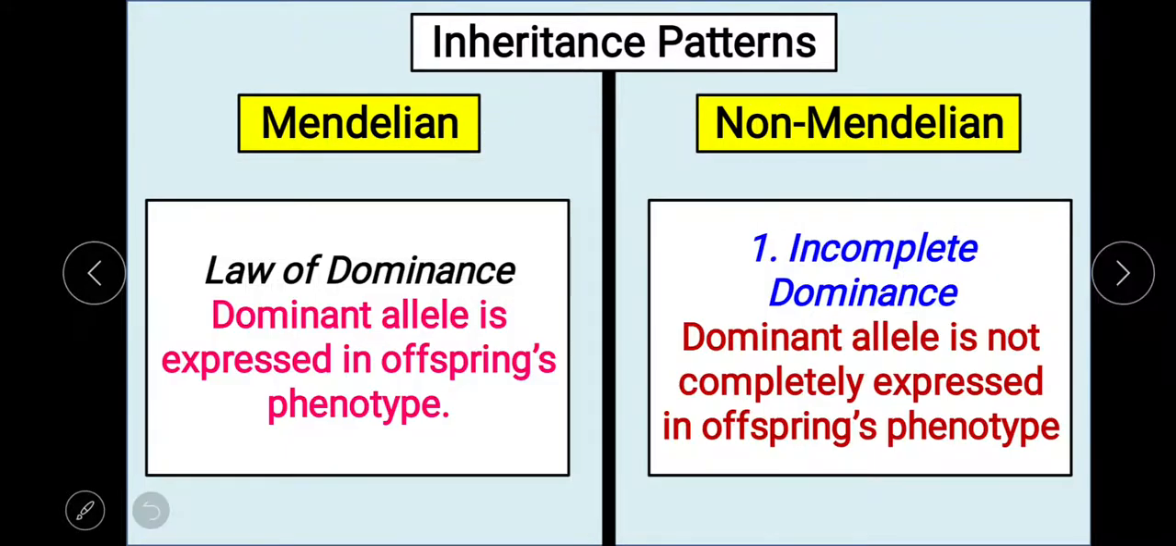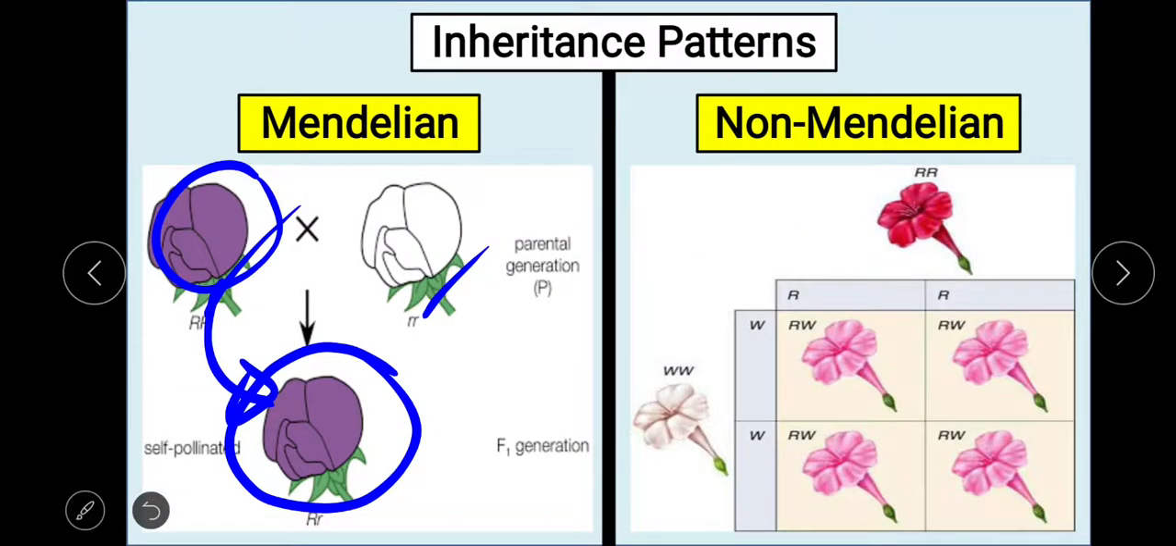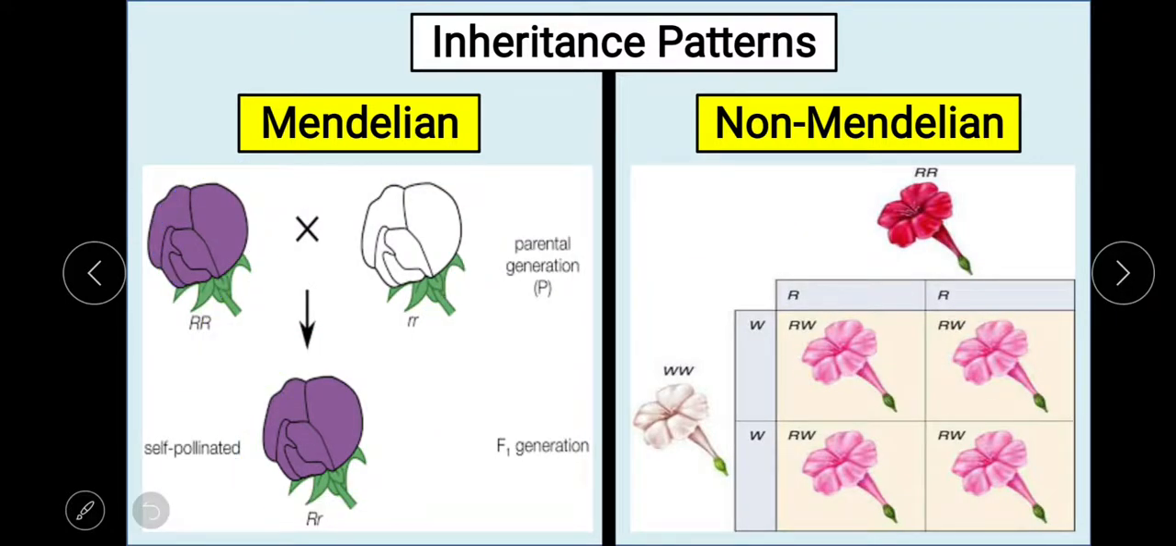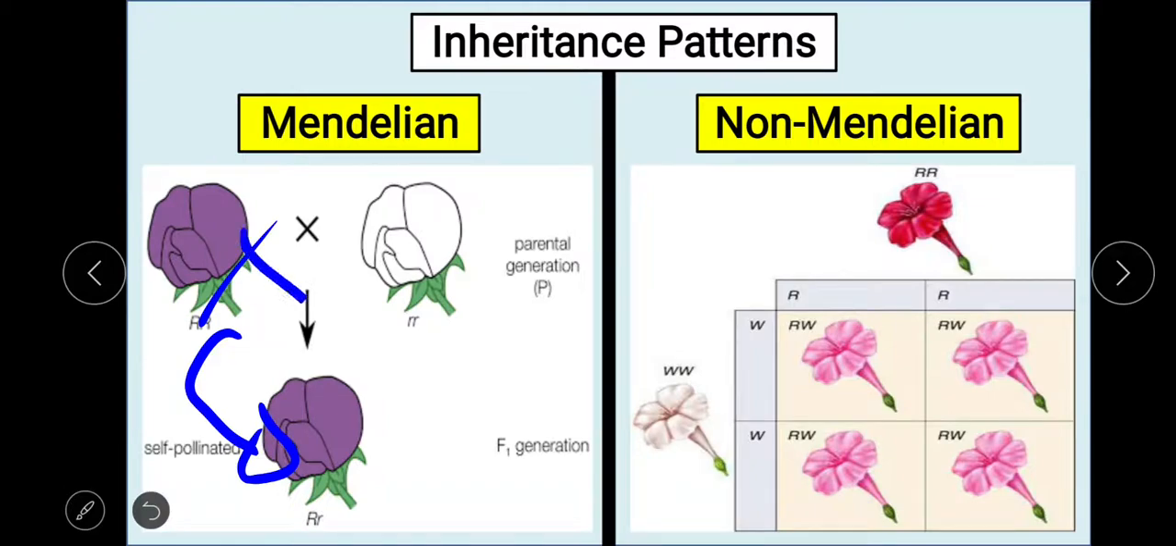And by that, let us tackle the first example of non-Mendelian, which is incomplete dominance. Now, this says that the dominant allele is not completely expressed, while in Mendelian inheritance, the dominant allele is completely expressed. Please remember that in incomplete dominance, it is not completely expressed. In this example here, in Mendelian inheritance, violet is the dominant and it is inherited by the offspring whose phenotype is also violet because the dominant allele is expressed. So the dominant is violet and therefore it must be expressed.